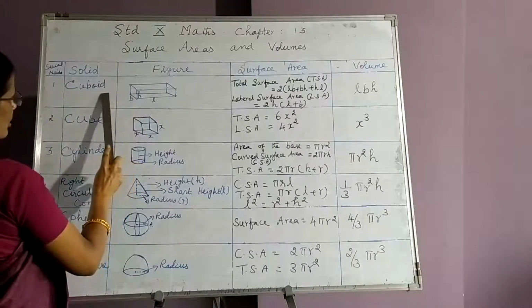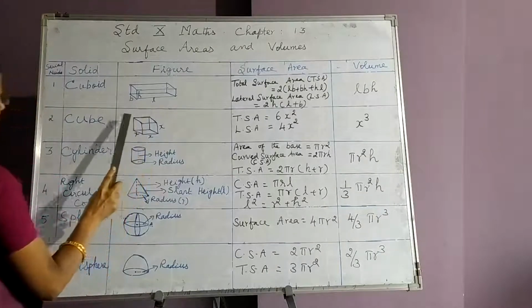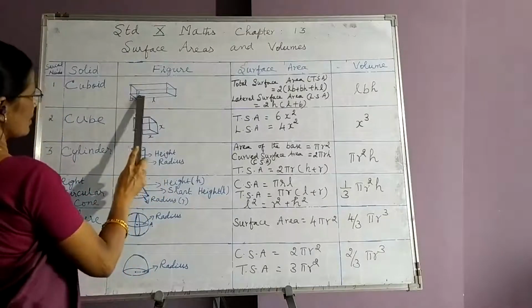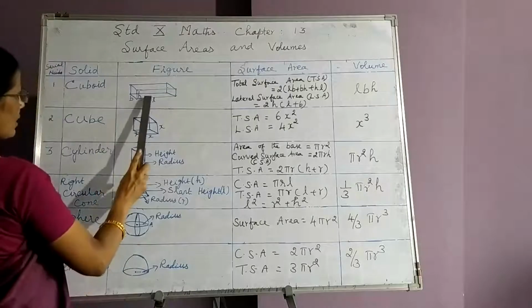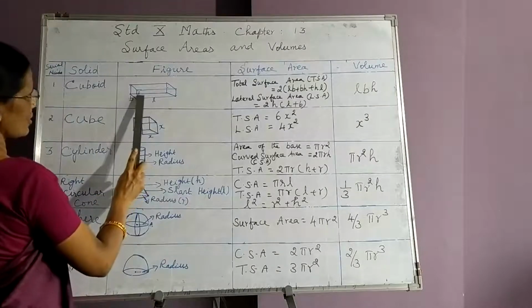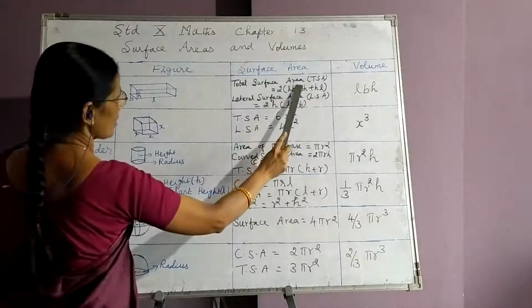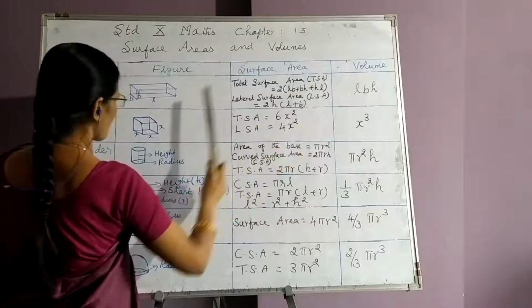We know cuboid is a solid which has length, breadth and height of different measures. Two may be equal. If all the three are equal, this cuboid will be converted into a cube. But here, we take L, B, H as different. First one is total surface area. In short, we take it as TSA, total surface area.